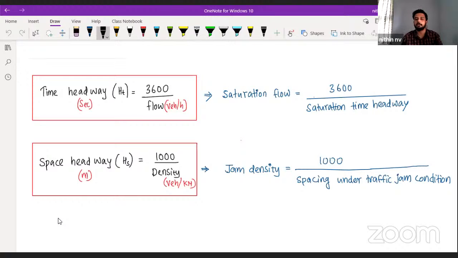Now, the application of this: one type of question will directly give the data and ask for the other one. They can also give you the saturation time headway in the question. Once they use the word saturation time headway, the corresponding flow will be saturation flow. Where have you seen this saturation flow? Comment. Signal. Very good. In signal design, we have seen the S value. And just now we have seen Q by S. In the capacity equation we have seen it.